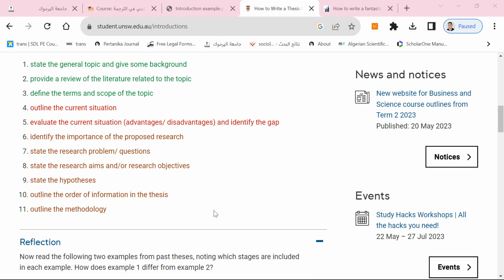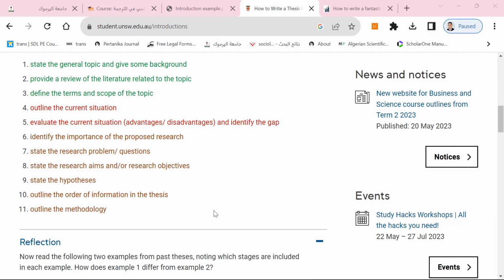Now, let's talk about the next one here. We have identified the importance of the proposed research. So why is this research important, for example? Now, we should convince our readers that this research is important because it is 1, 2, 3, 4.